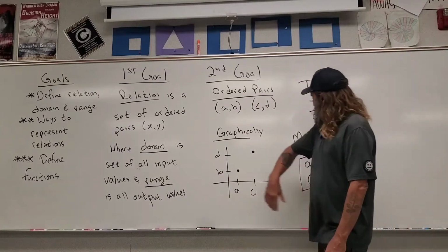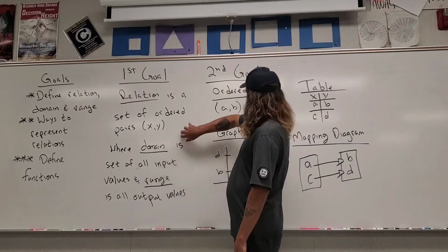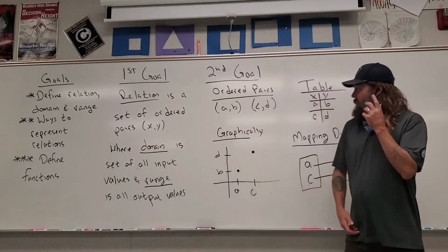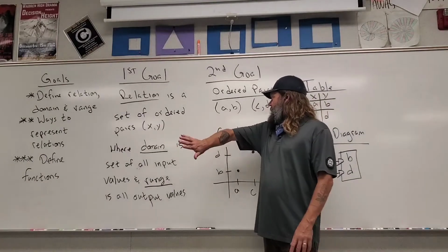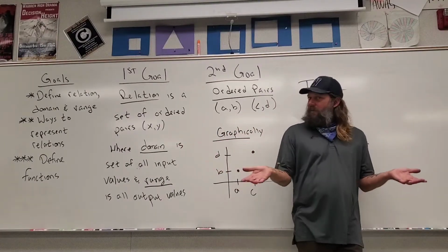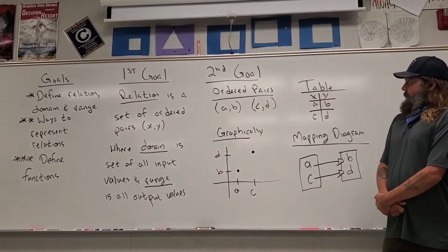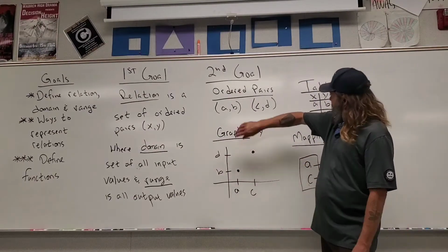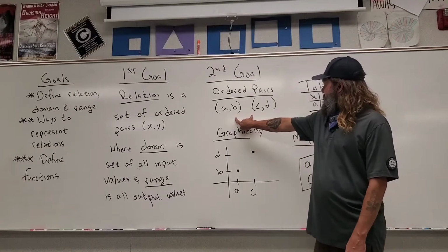Our second goal is to show ways to represent relations. So obviously I can represent a relation as ordered pairs. Remember, it's a set of ordered pairs. In the definition, I gave you 1 ordered pair. In the examples I'm giving you 2, there can be infinitely many. All right. So obviously I can represent relations as ordered pairs.